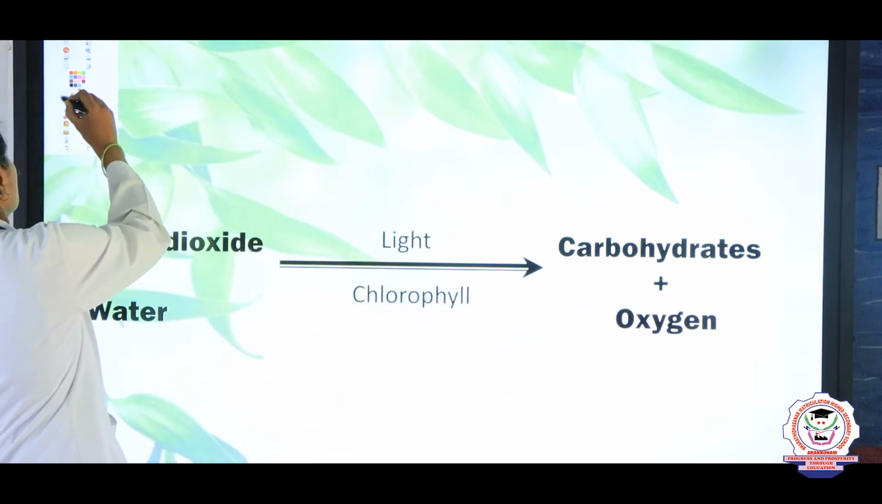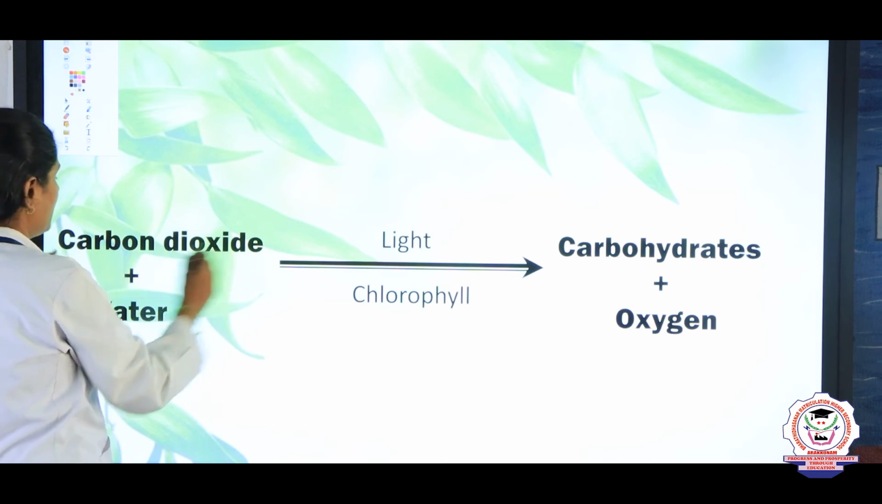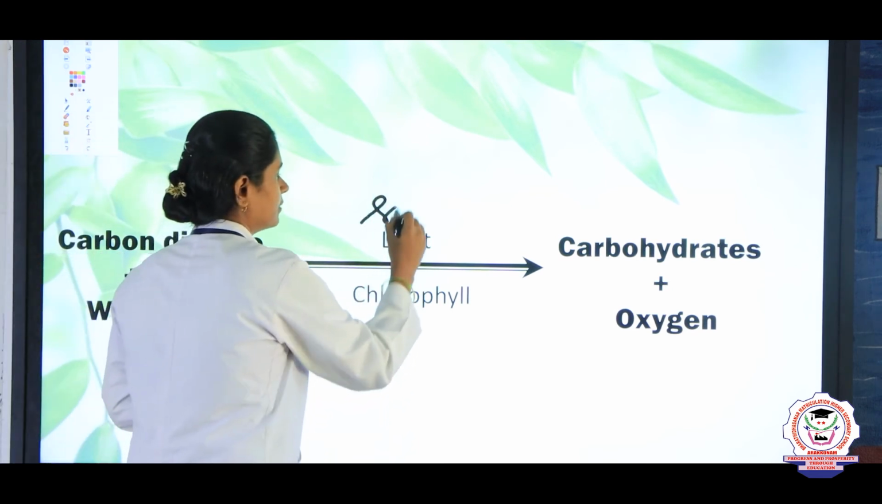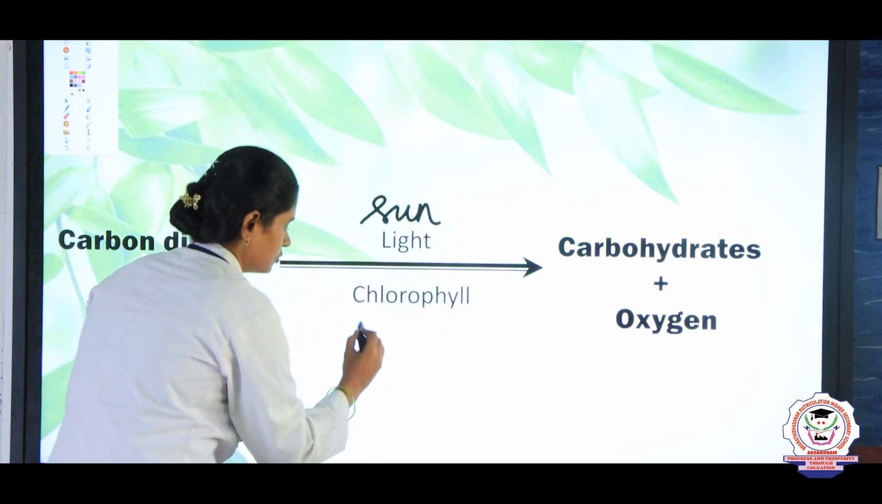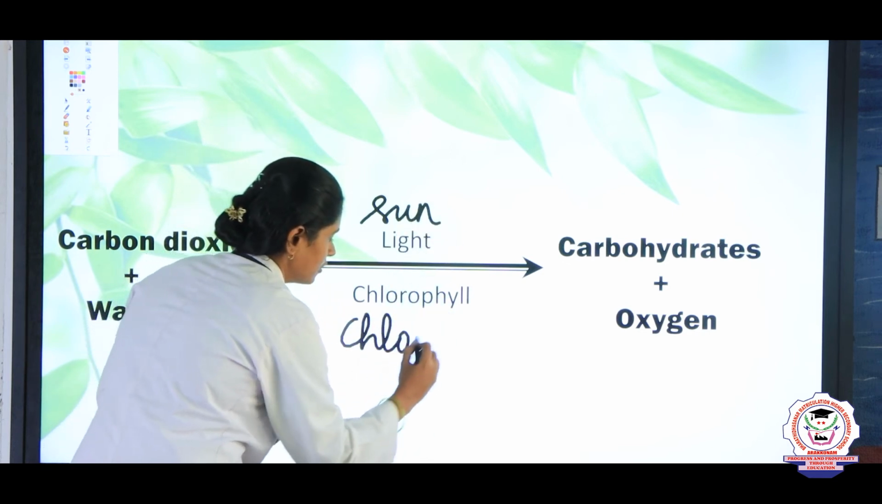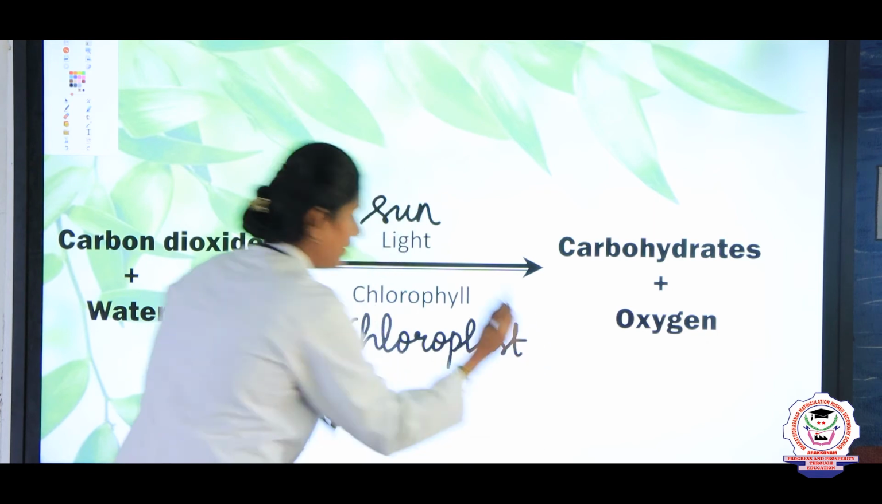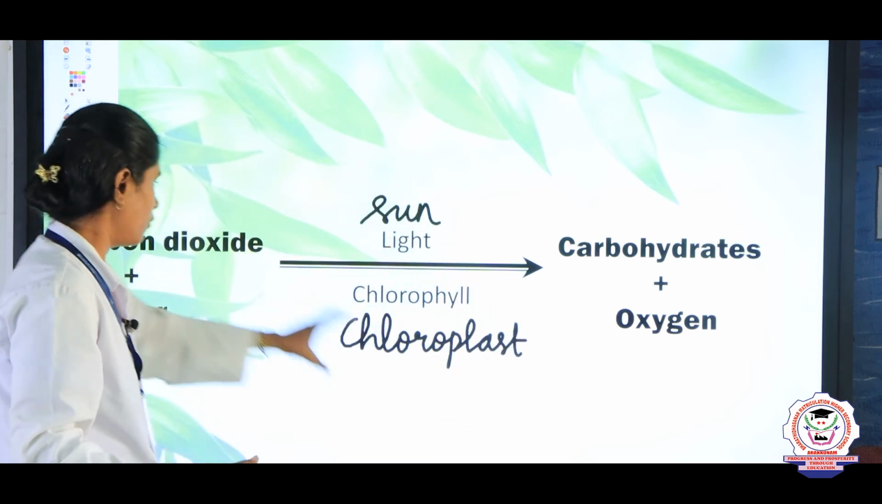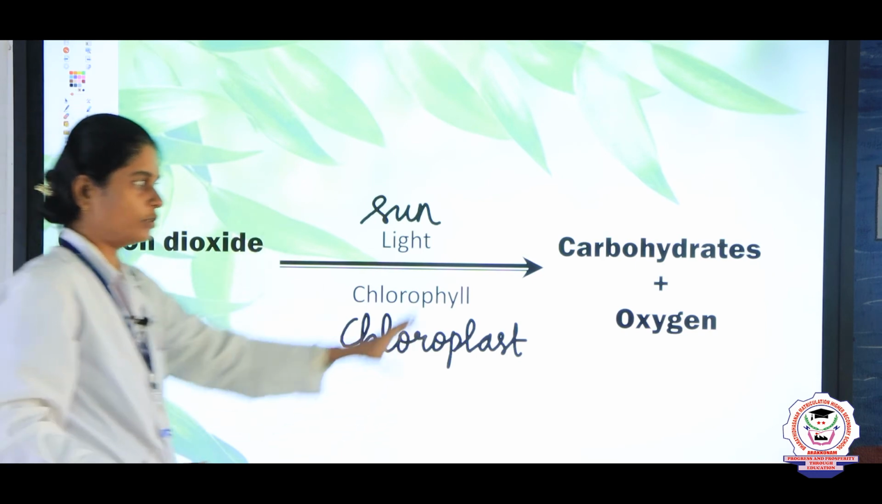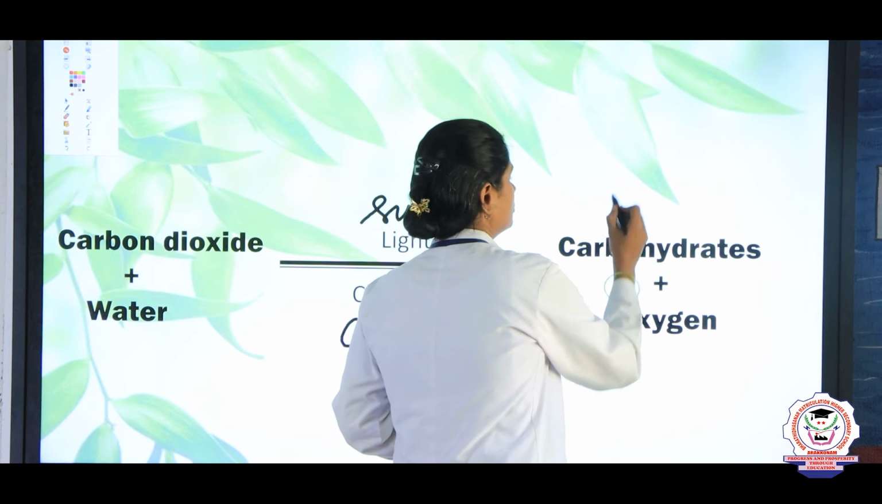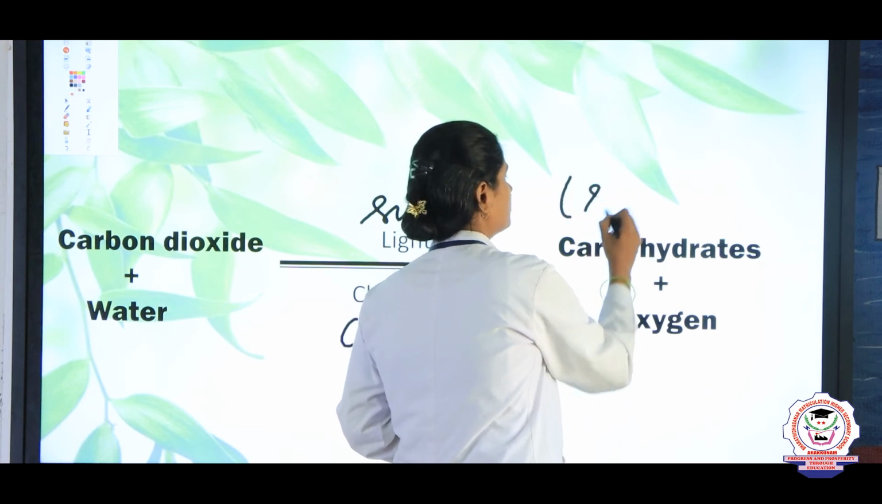So, carbon dioxide plus water, in the presence of sunlight and chlorophyll. Chlorophyll will be in the chloroplast. Okay. So, when a plant has all these 4 things, they give out carbohydrates. Okay. So, carbohydrates will be in the form of starch.